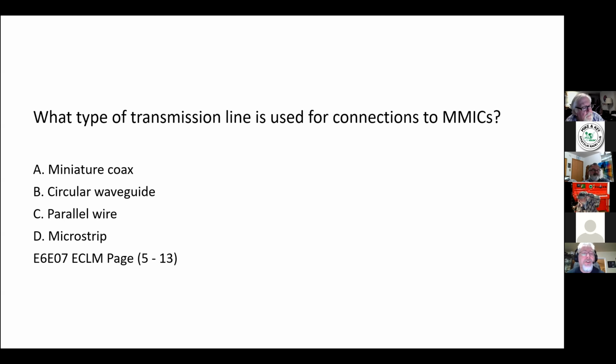What type of transmission line is used for connections to MMICs? A. A miniature coax. B. A circular waveguide. C. Parallel wire. Or D. Microstrip. Delta. Delta is correct, the microstrip.